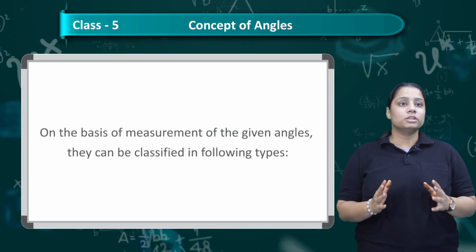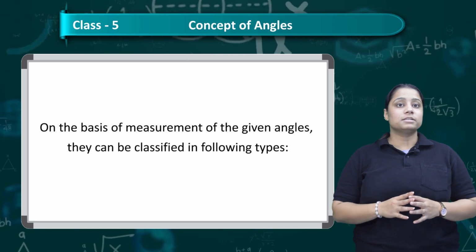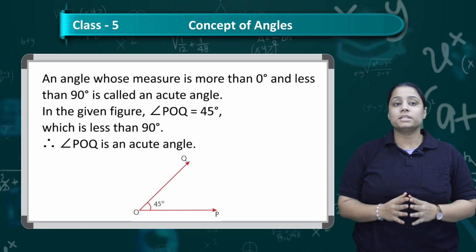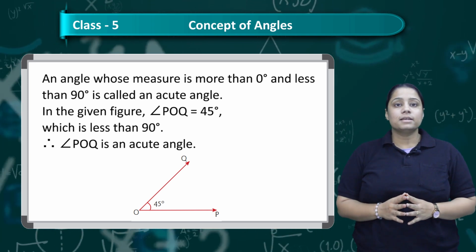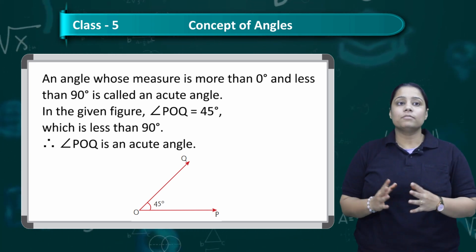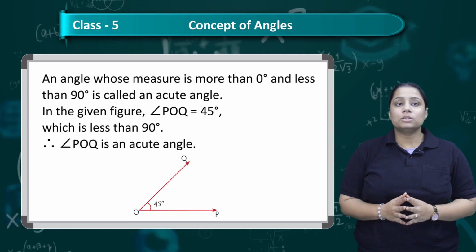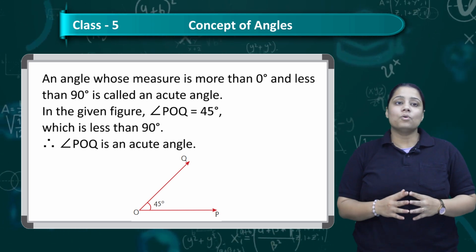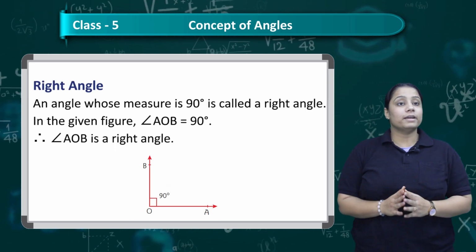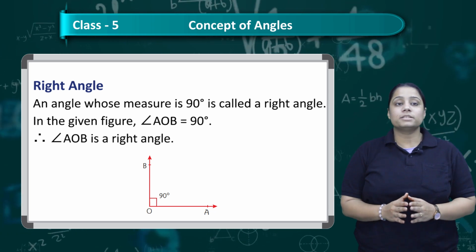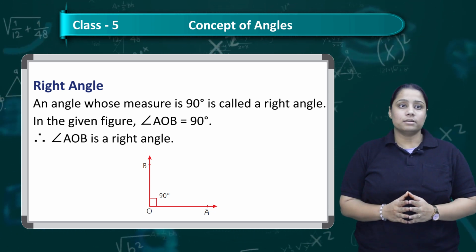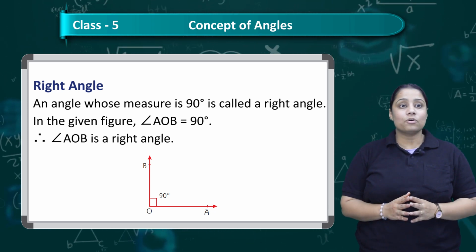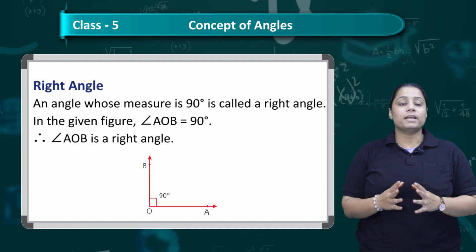Classification of angles. On the basis of measurement, angles can be classified. Acute angle. An angle whose measure is more than 0 degrees and less than 90 degrees is called an acute angle. In the given figure, angle POQ is equal to 45 degrees, which is less than 90 degrees. Therefore, angle POQ is an acute angle. Right angle. An angle whose measure is 90 degrees is called a right angle. In the given figure, angle AOB is equal to 90 degrees. Therefore, angle AOB is a right angle.